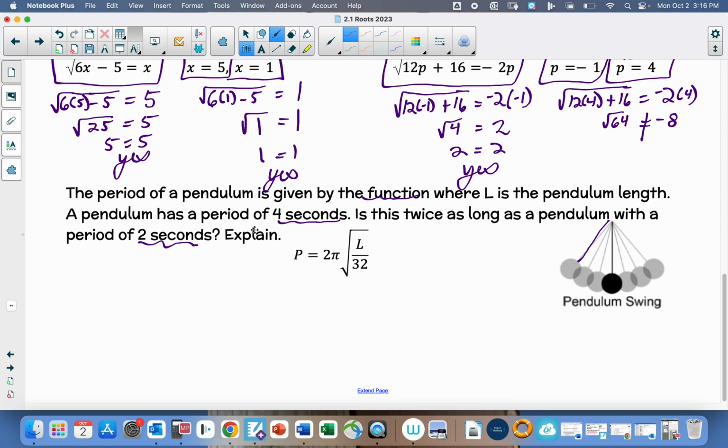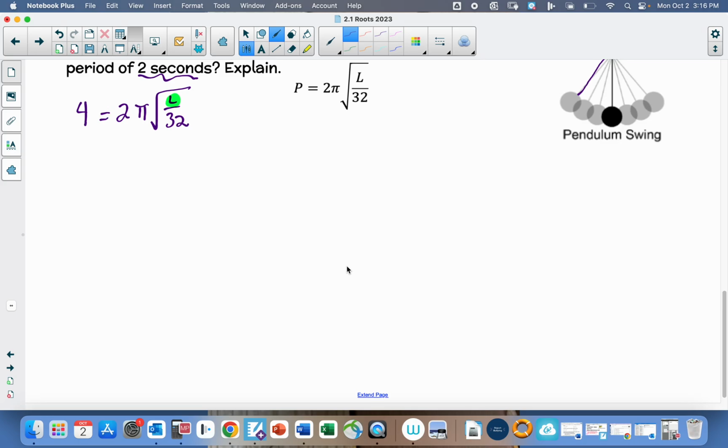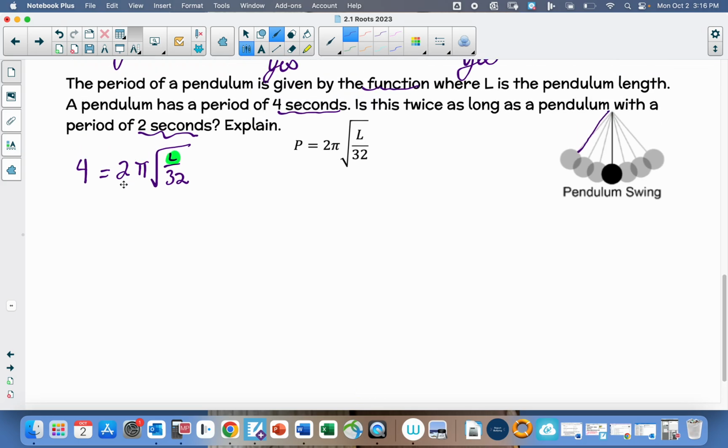So we're going to plug in and we're going to see. So first off, we're going to let P be 4. So 4 equals 2 pi, and then the square root of L over 32. And we're going to try to solve it for L. But remember that the first thing, anytime I have a radical equation, is I need to isolate my radical. So I need to get rid of the 2 pi. So 2 pi, 2 pi. So that'll leave me with my radical by itself. And on this side, I could go ahead and simplify, and I would have 2 over pi.